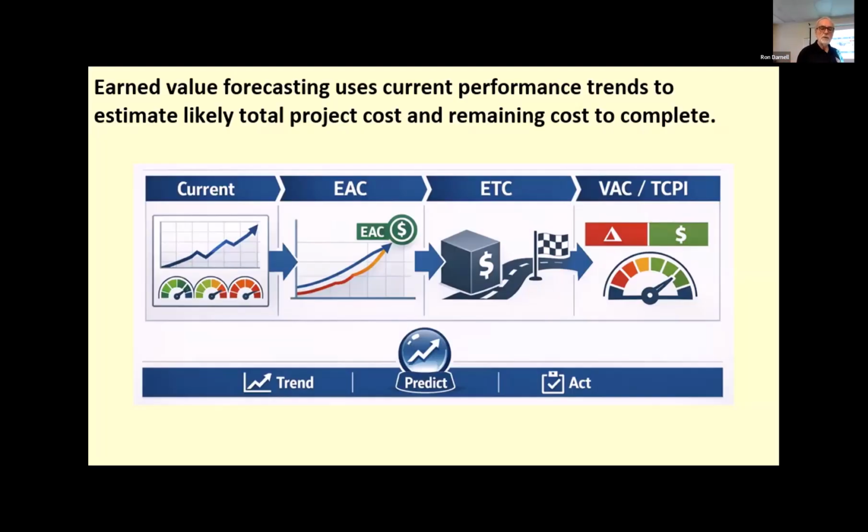So once variances and indices are understood, the next step here is moving into forecasting. This is where earned value becomes especially useful for management decision-making. Instead of only describing current performance, earned value forecasting helps project managers estimate where the project is likely to be if current trends continue. So in the earned value section of the class notes, I've defined all of these: estimate at completion, estimate to complete, variance at completion, to complete performance index. So read those notes well.